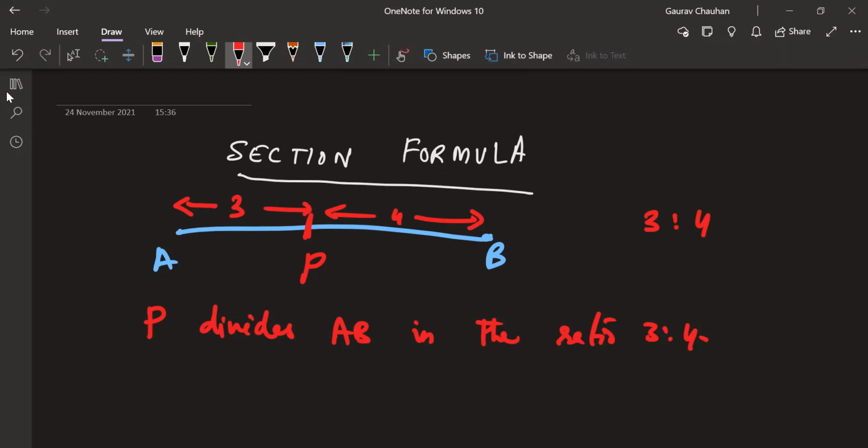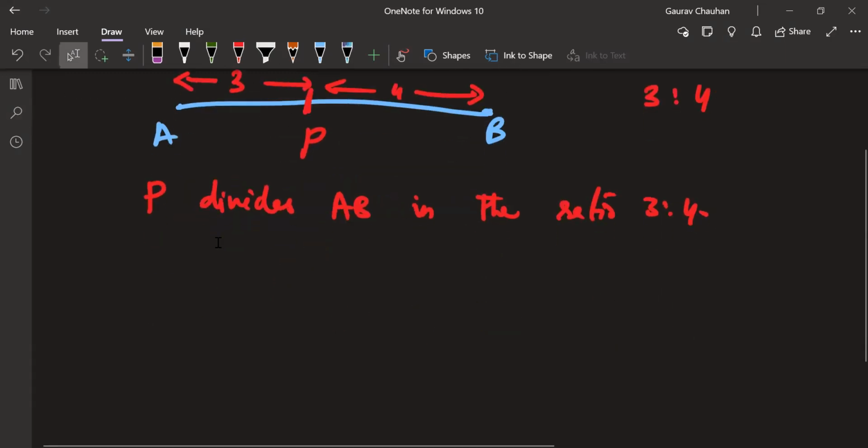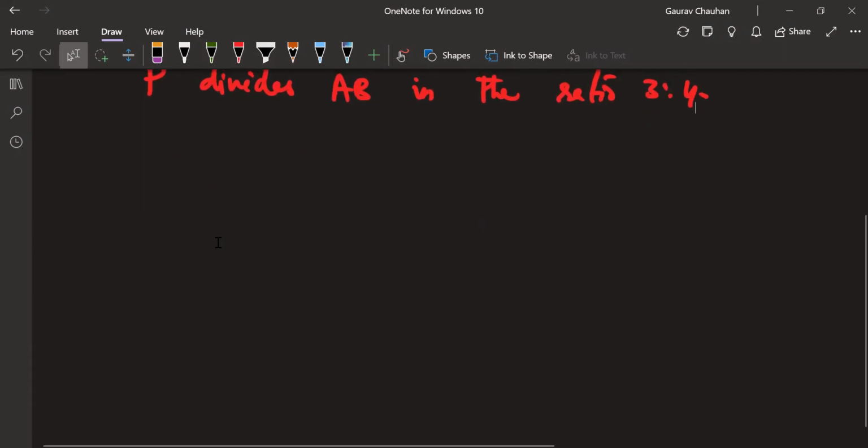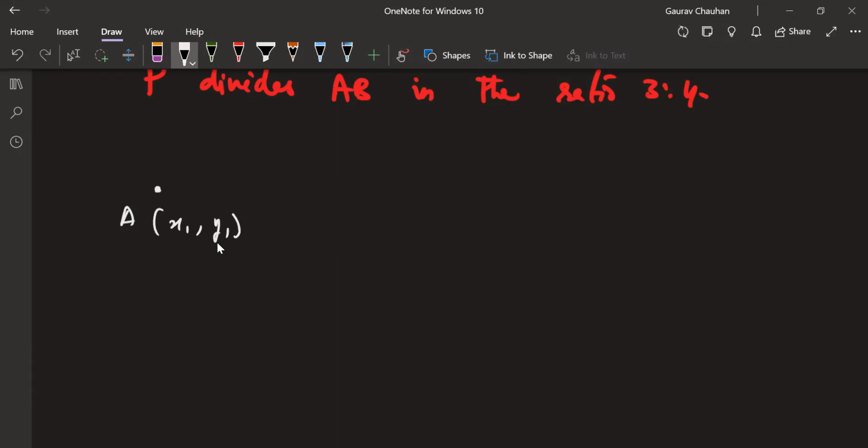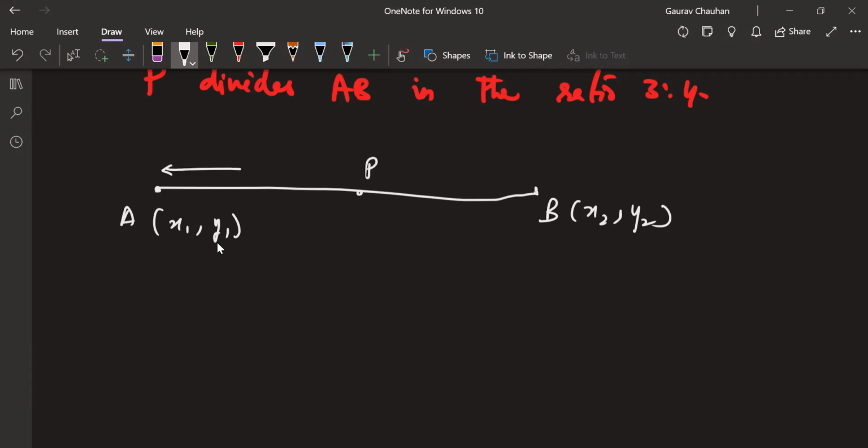Now that's all that this formula is about. We are not going to take 3, 4 and everything. We're going to take M1:M2, in terms of all variables. So A is x1 y1, B is x2 y2. Okay with this? There is a line segment joining AB, correct? Now on this line segment there is a point P. I don't know what ratio it is dividing, so I will just use variables for that also.